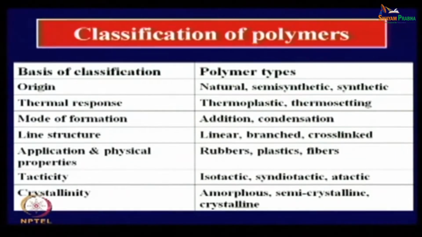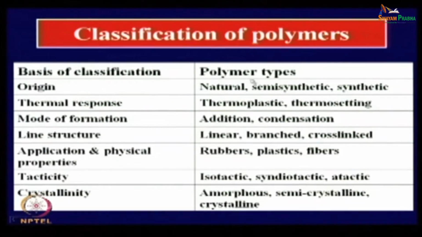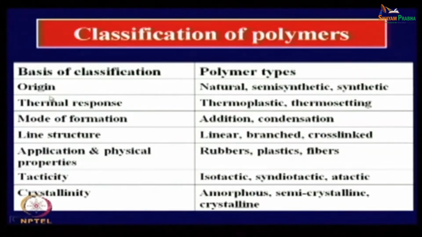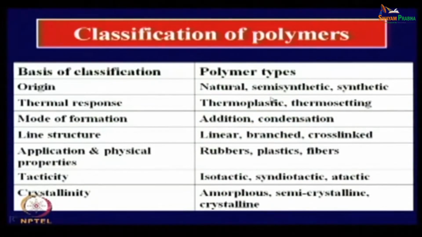So, there are bases of classification accordingly, and we find different polymer types are known to us. Say, if we classify the polymers on the basis of origin, that means the source, genesis of the polymer, we will find there are three categories of polymers: natural polymers, semi-synthetic polymers and synthetic polymers.